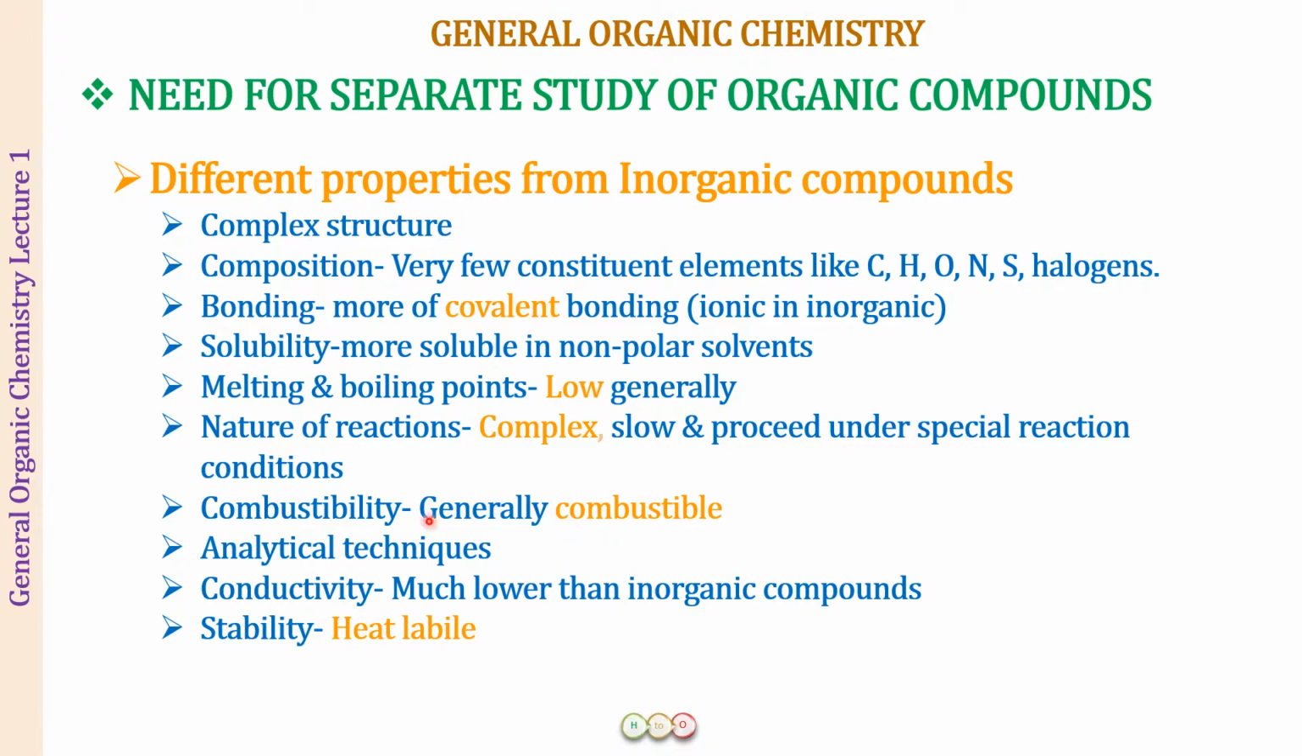Now, if we consider how we are going to do the analysis of these compounds, the technique of analysis is quite a different class in itself. For example, analytical techniques like steam distillation, solvent extraction, chromatography. These are all quite special techniques, and we generally do not use them in the case of inorganic compounds. If we consider the conductivity, organic compounds are much lower than the inorganic compounds. And as far as stability is concerned, they are usually less stable to heat than the inorganic compounds. Now, all these differences and a large number of compounds make the study of organic compounds need a completely different branch, a special branch which we call organic chemistry. So I hope this is clear to you.